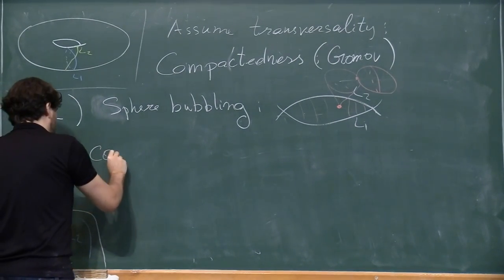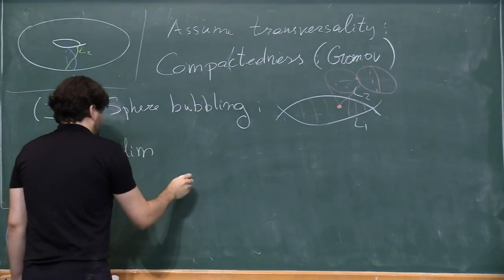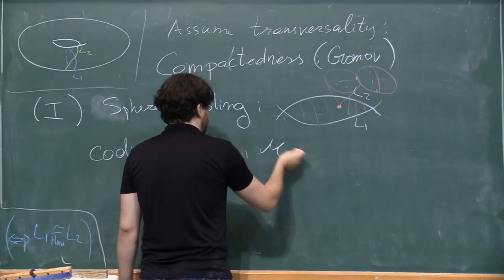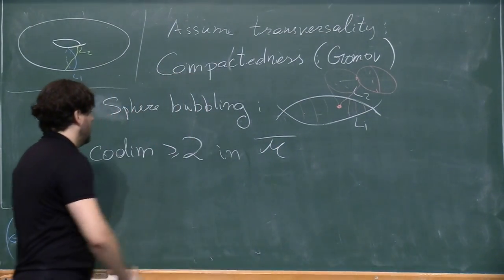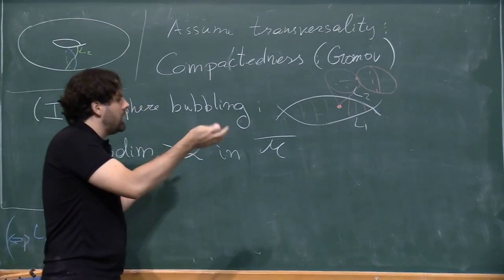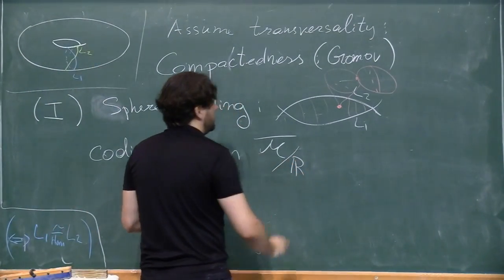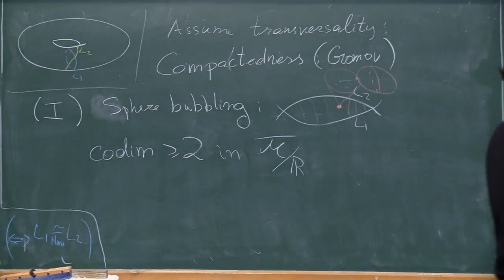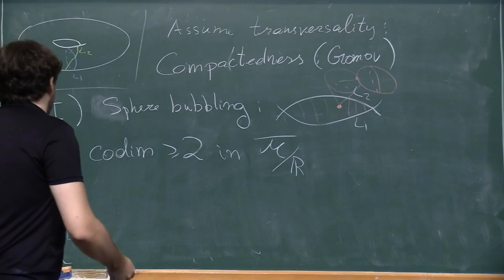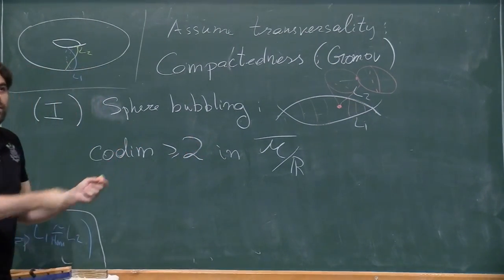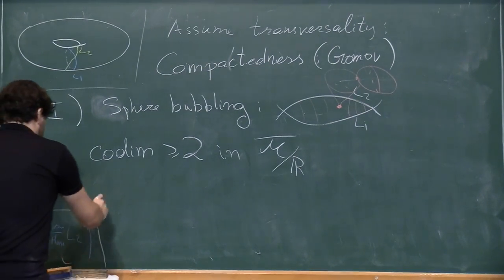So let me write it down like this, codimension greater or equal than 2 in your moduli space, if you allow it to compactify. We have seen examples of Floer theory, Lagrangian Hamiltonian Floer theory, where usually what we want is, for instance, after I mod out by R, I define my differential with zero-dimensional manifolds, then to look at d squared, I look for one-dimensional manifolds. So if these are expected to happen in codimension 2, they are not expected to really interfere with d squared. So this is not so much of a problem.